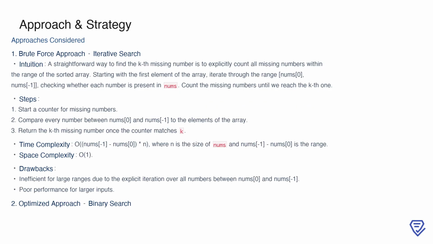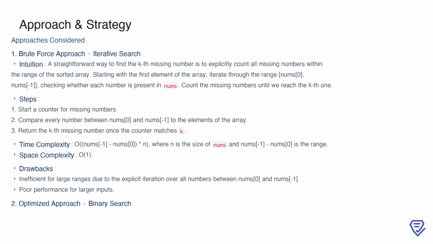To approach this problem, we first consider a brute force method using an iterative search. The idea here is straightforward. We count each missing number explicitly by iterating through the range between the first and last elements of the sorted array. Starting with the first element, we check if each number in the range exists in the array. If it doesn't, we increment a counter, and once the counter reaches k, we return that number as the kth missing element.